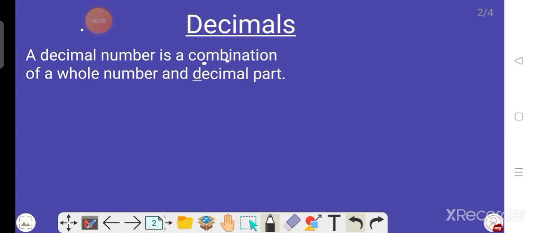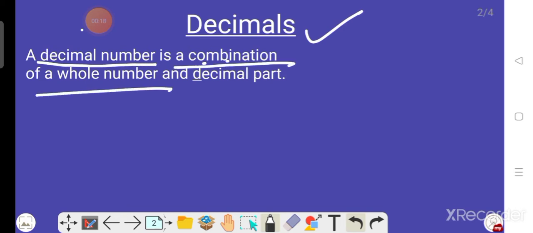Today we will start our chapter number 3, and the name of chapter 3 is decimals. In this chapter we will learn about the decimal numbers. Okay, so what is a decimal number? A decimal number is a combination of a whole number and a decimal part.